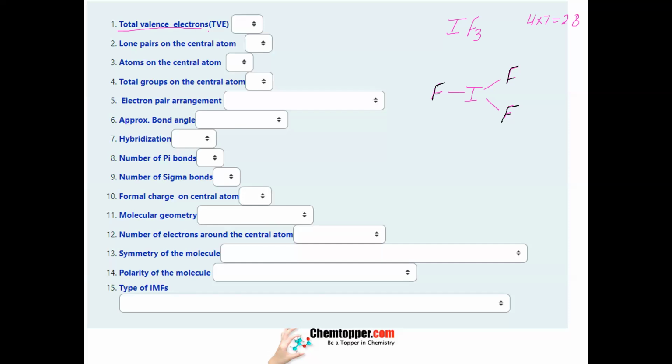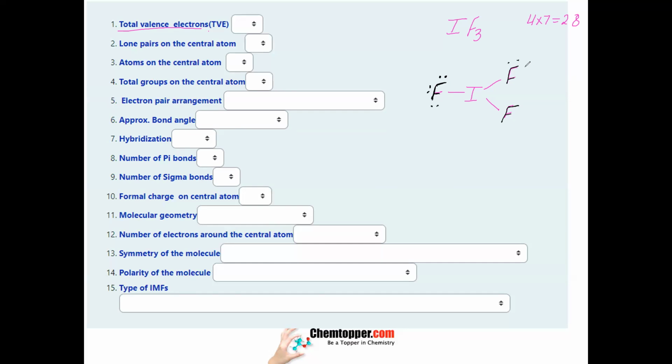Ready? So now complete the octet of the fluorine. How can I complete the octet of the fluorine? Now please start answering. How many lone pairs, Sanjeev? 3.